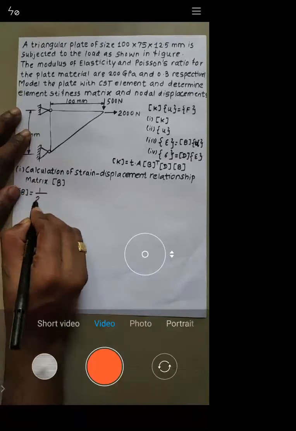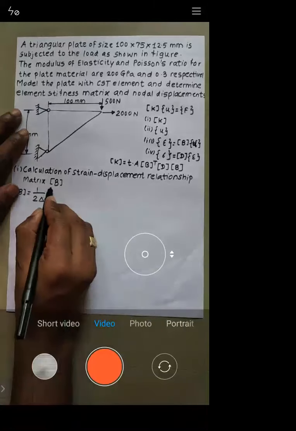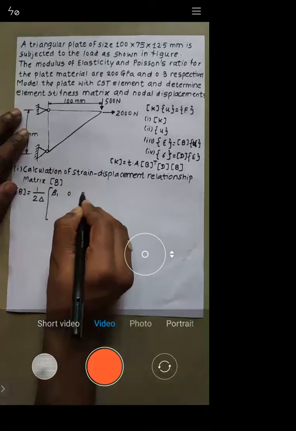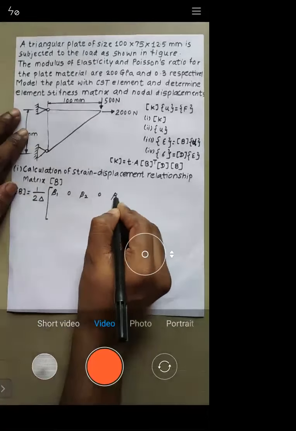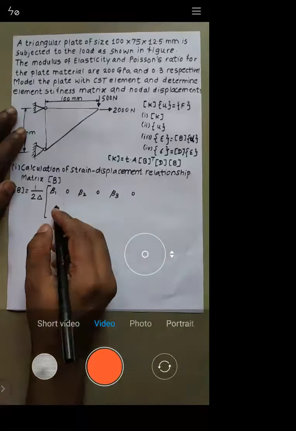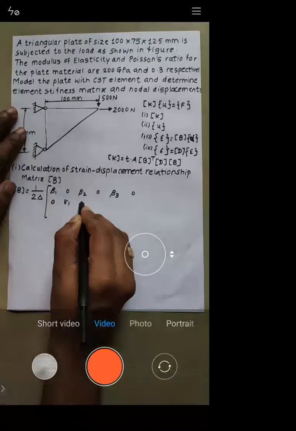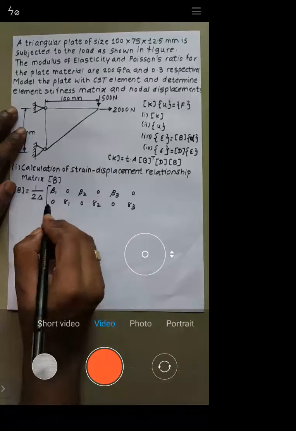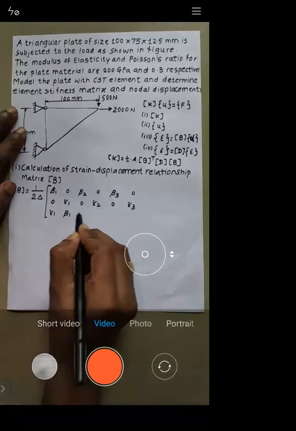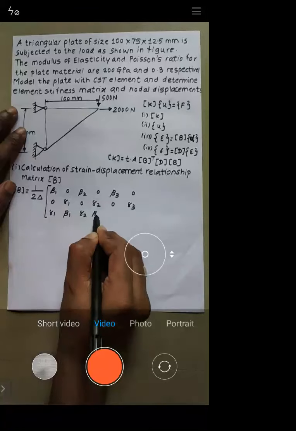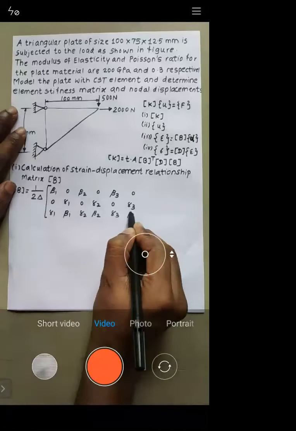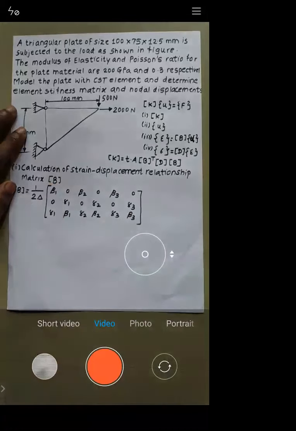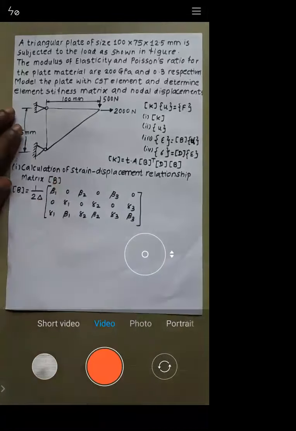It is 1 by 2 delta, into beta 1, 0, beta 2, 0, beta 3, 0. Then 0, gamma 1, 0, gamma 2, 0, gamma 3. Then I have gamma 1, beta 1, gamma 2, beta 2, gamma 3, beta 3. So this is how you will calculate B.